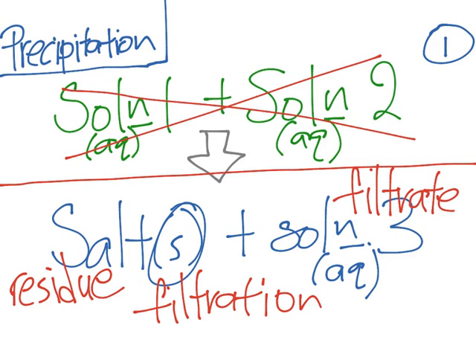Eventually we end up with the insoluble salt over here. So this is the overview of what happens in precipitation.